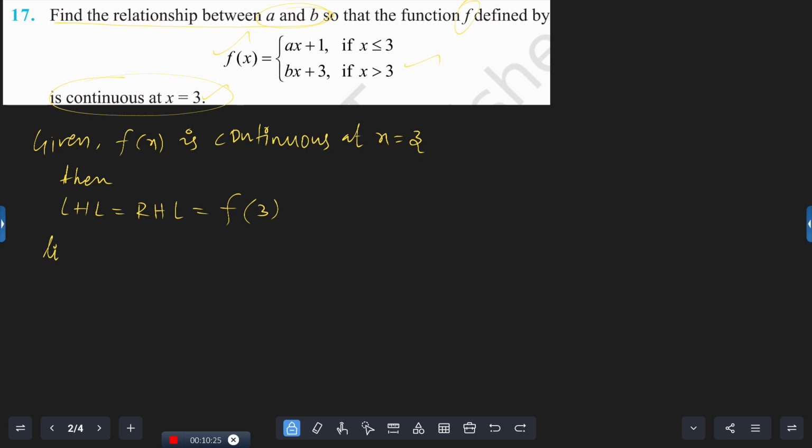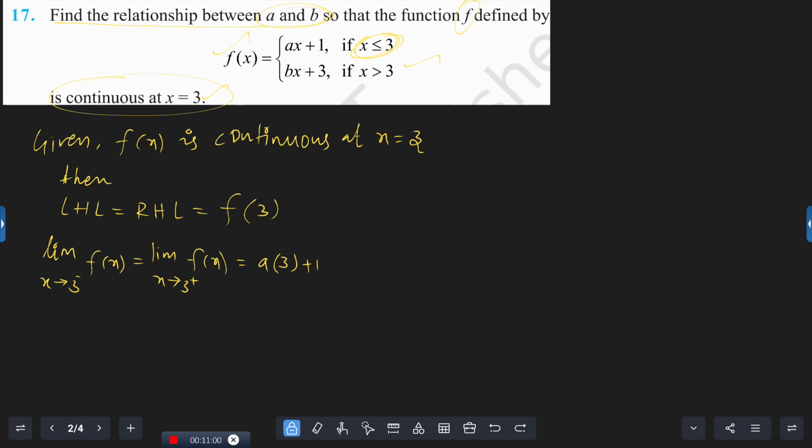Left hand limit means what? Limit x tends to 3 minus f of x, and limit x tends to 3 plus f of x. Where is 3 equal to x? See the question, where is 3 is equal to x? Ax plus 1, am I right? So the x value is what? 3 plus 1. That's it. We understand. Now let's go. Left hand limit means what? Left hand limit of 3 means 3 and below.